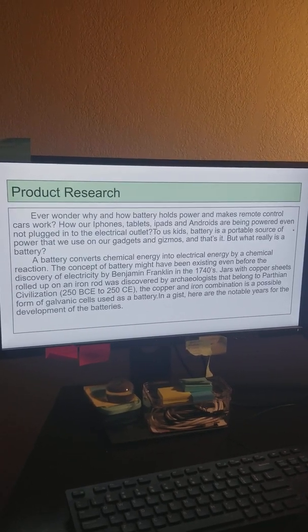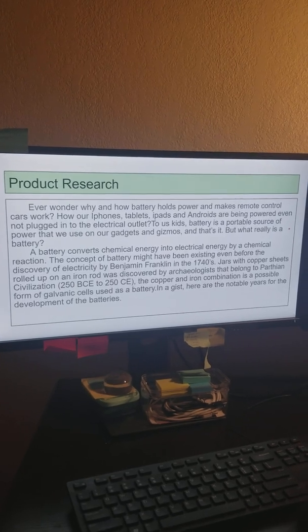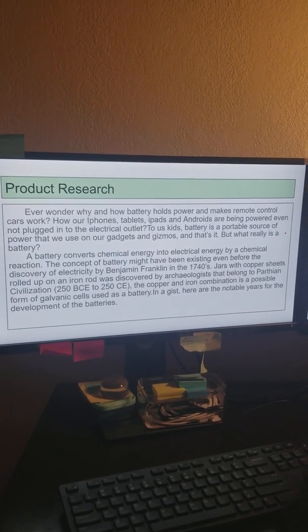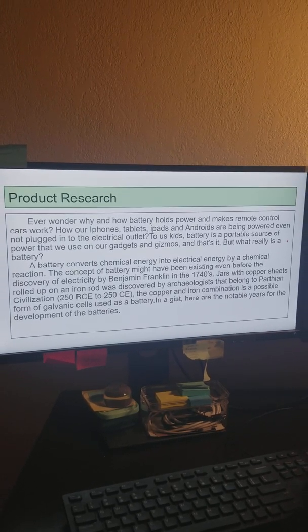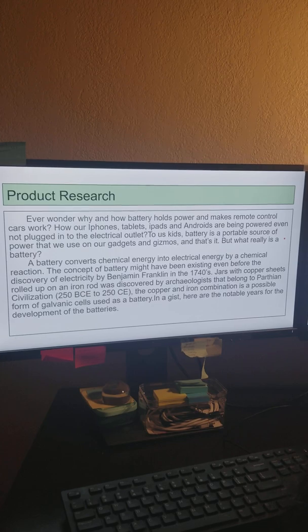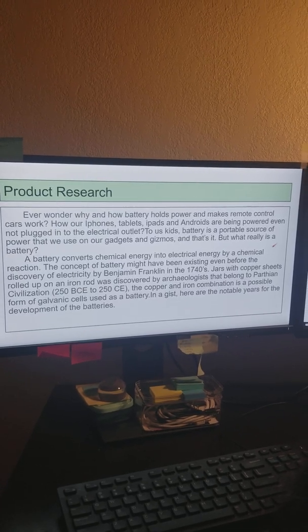To us kids, a battery is a portable source of power that we use on our gadgets and gizmos, but that's all. What really is a battery? A battery converts chemical energy into electrical energy by a chemical reaction.